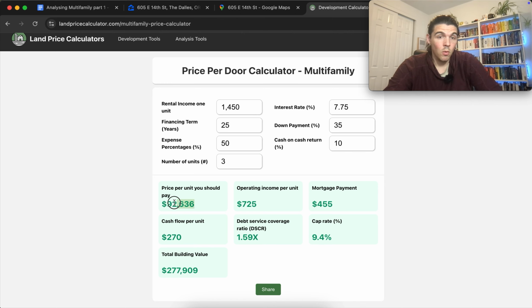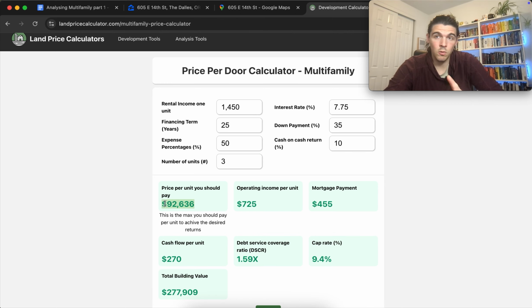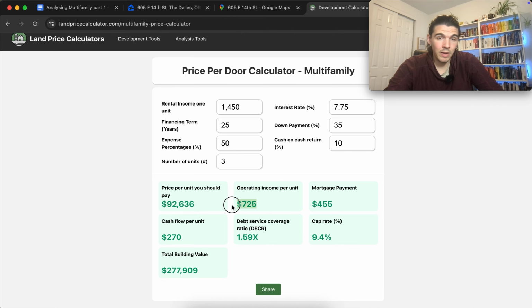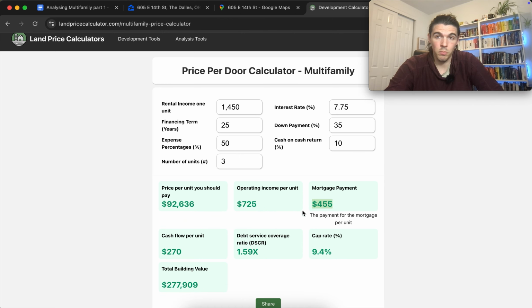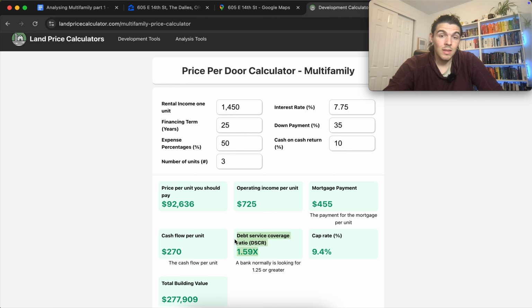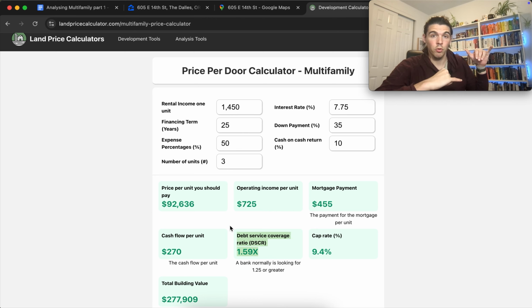So according to this, we should be paying $92,000 per unit. We have operating income per unit, how much our mortgage is per unit. The cash flow is $270 per unit, which is good. The debt service coverage ratio is 1.59. Banks require a minimum of 1.25. If you don't know what the DSCR is, you take your net operating income and divide it by your mortgage payment. Basically, it says how many times per month you can pay your mortgage. It looks like we can pay our mortgage 1.59 times per month, which is great for a bank.